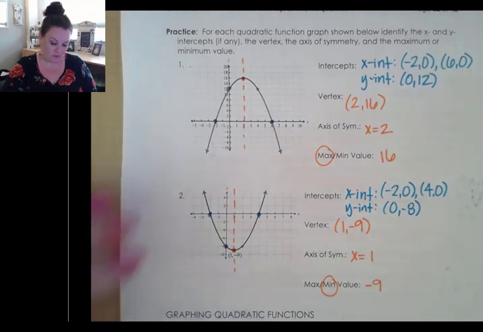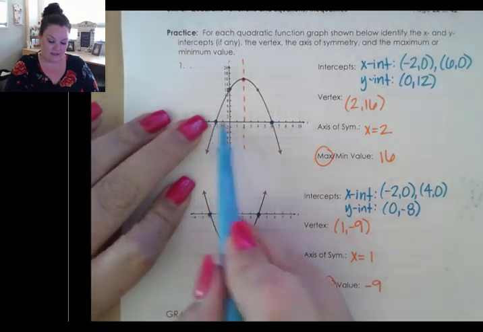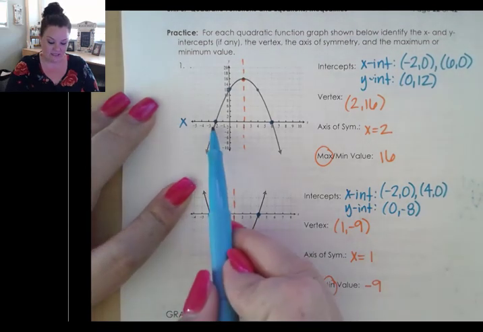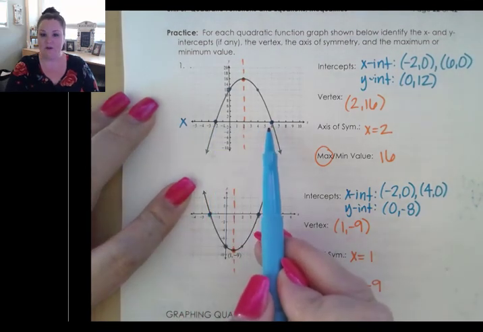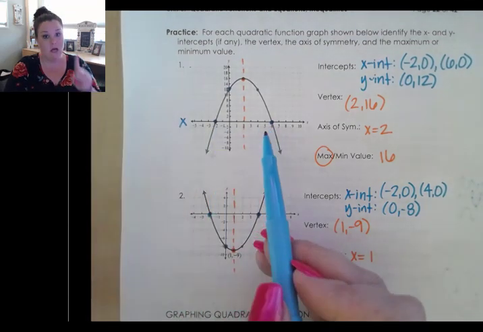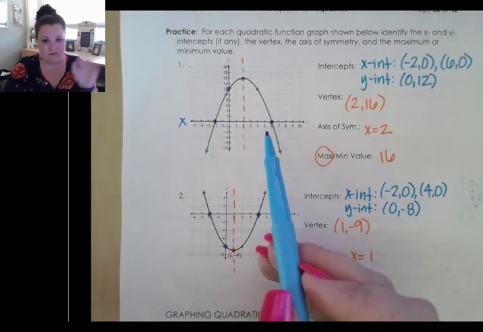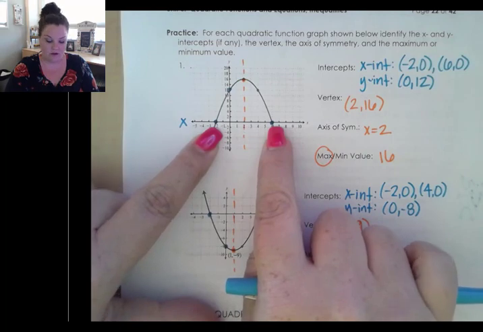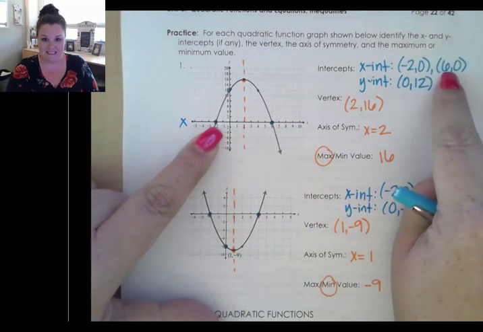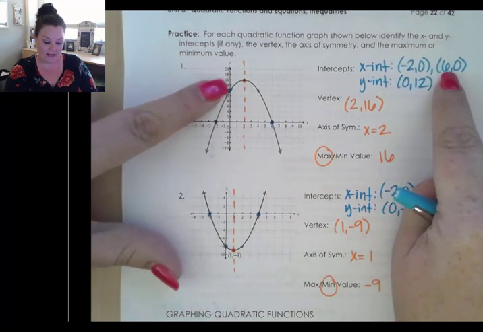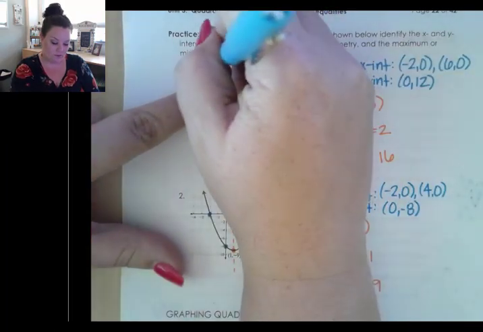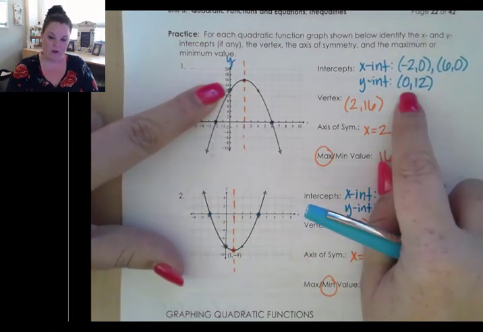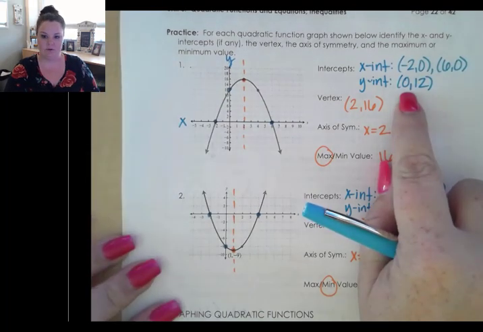So on the first one, you can see here the x-intercepts are the ones that cross the x-axis, which is at -2 and 6. Make sure you write those as ordered pairs, not as one ordered pair. Don't write -2, 6, okay? Each one of these gets its own ordered pair. So (-2, 0) and (6, 0). And then our y-intercept is where it crosses the y-axis, and it crosses up here at 12. So the y-intercept is (0, 12).